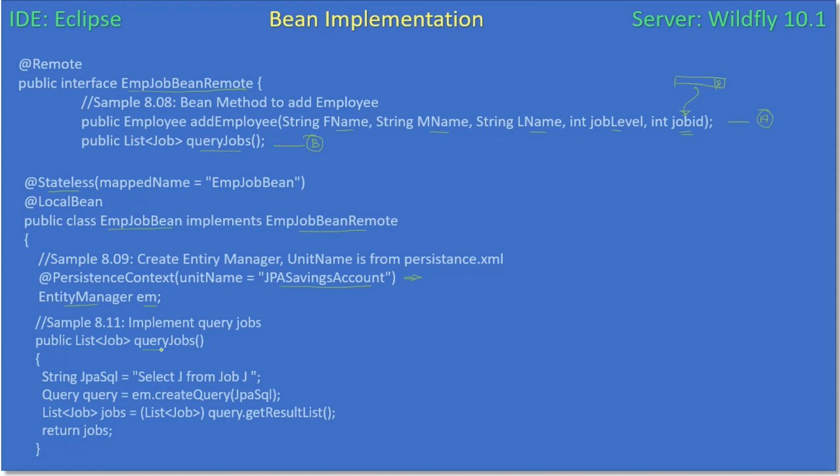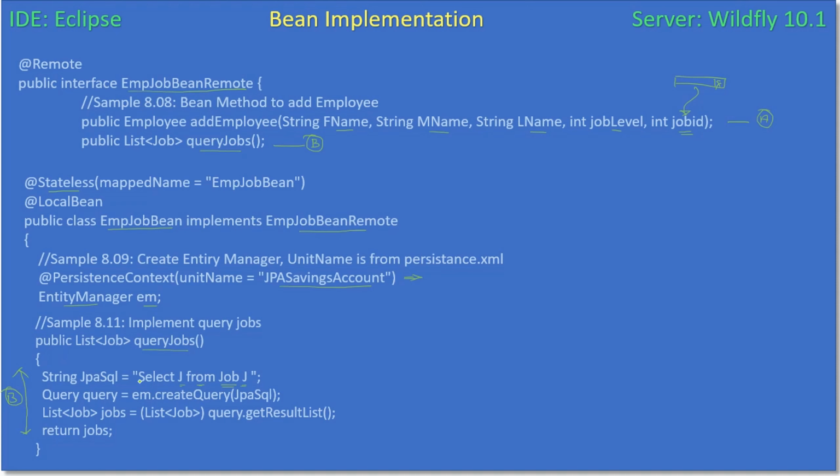Here in the query job method, this is the implementation. Here in the remote interface we declared it, and here we are implementing it. And if you see, first we are forming the JPA SQL: select from job. So it looks like the normal SQL query only. The only difference is the alias. Here job is the entity name, alias is J: select J from job.